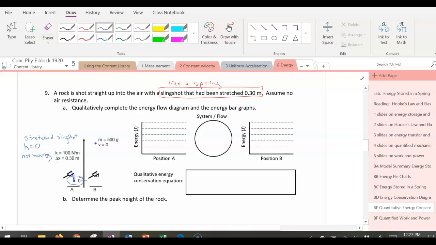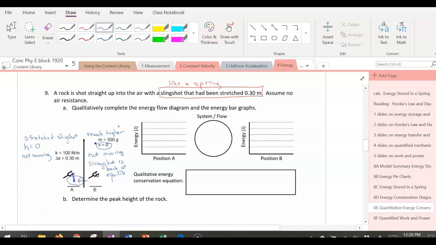But when we look at it at position B, the slingshot is back at equilibrium, right? It has returned to its original shape. Look here, the velocity is 0, so it's not moving, and it is much higher. Okay, so we've got kind of an understanding of the two positions.